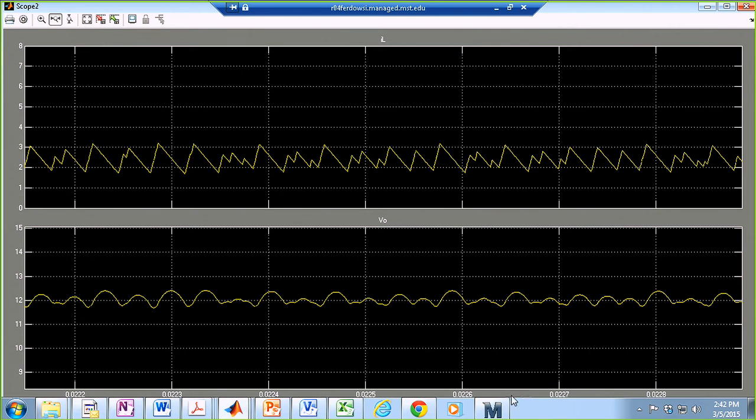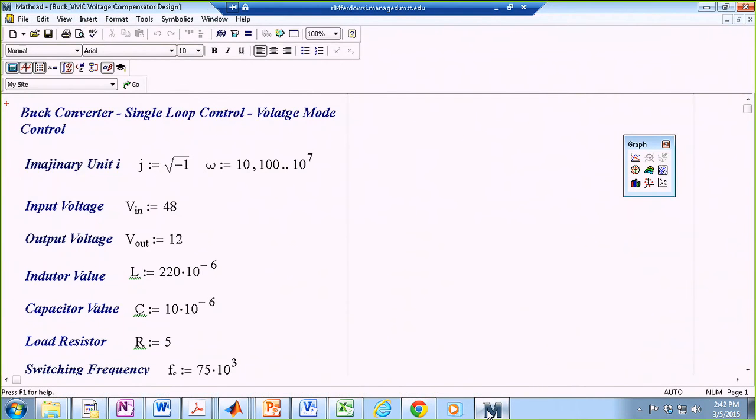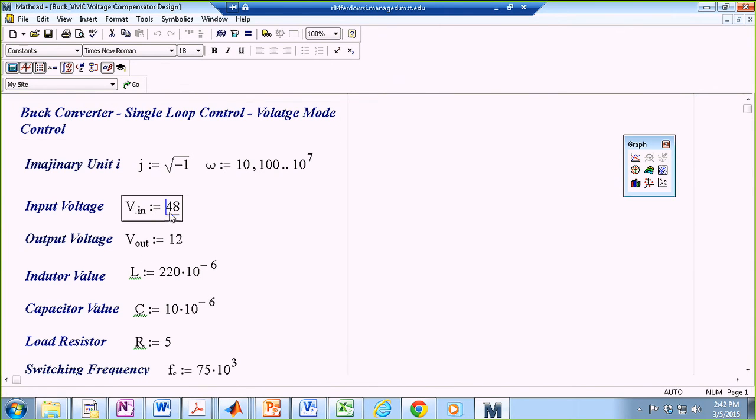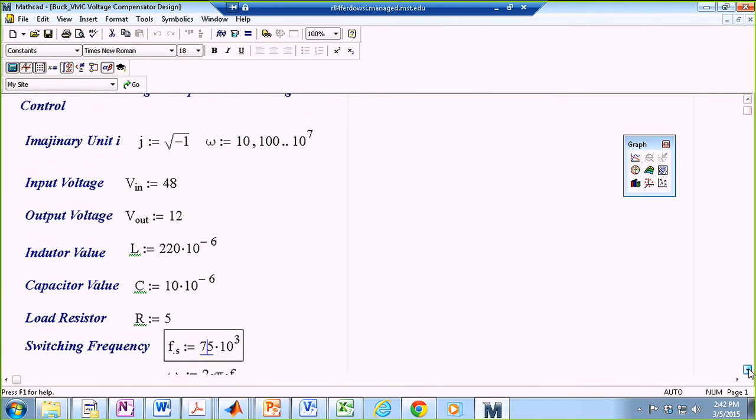In parallel with these time domain calculations, I'm also looking at the Bode plots to see if I can have a frequency domain description or explanation of what is going on in the system. So here I have the exact same system. It's a buck converter. Input voltage 48, output voltage is supposed to be 12. Inductor is 220 micro, capacitor is 10 micro, load is 5, switching frequency is 75 kilohertz.